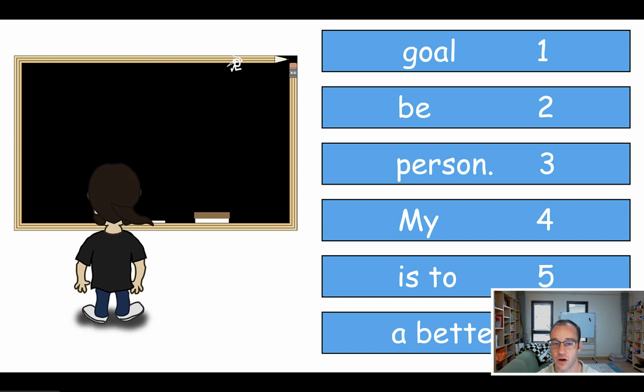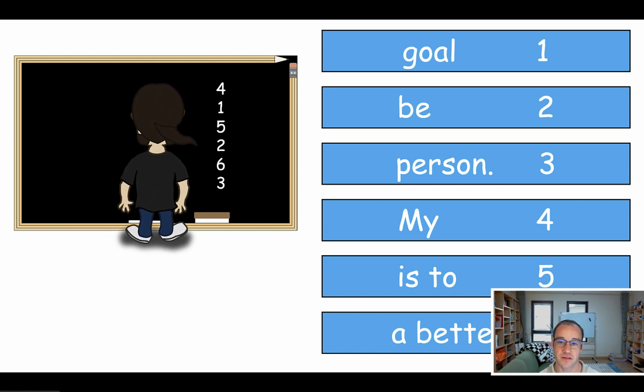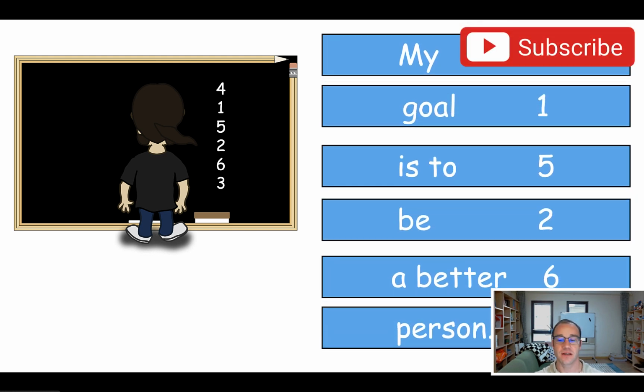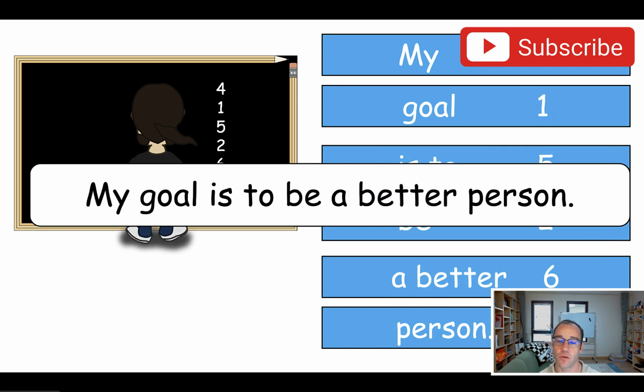And if they're not understanding, you can just show them this so they can see. Okay. 4, 1, 5, 2, 6, 3. And then it'll rearrange so they can see. Okay, what's the sentence? My goal is to be a better person. That's right, my goal is to be a better person. Okay, by this point, they should get it. They should definitely get it.